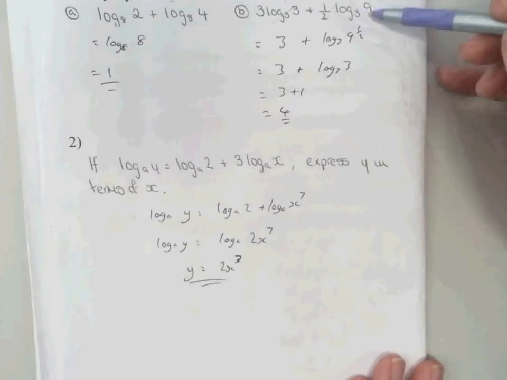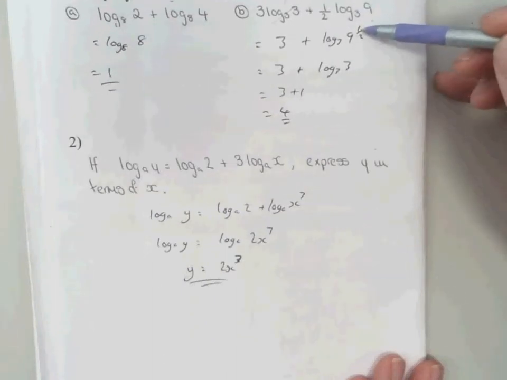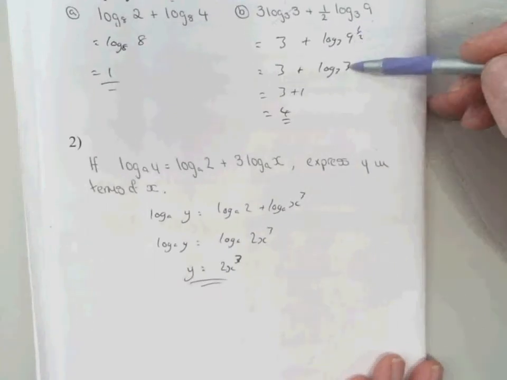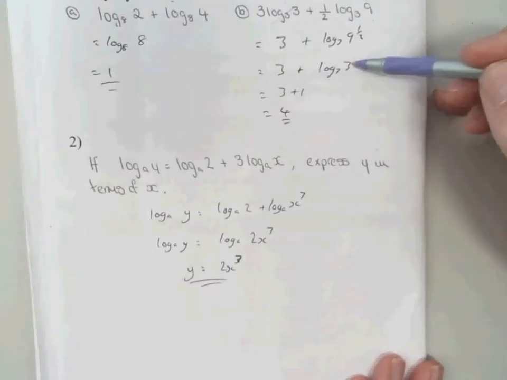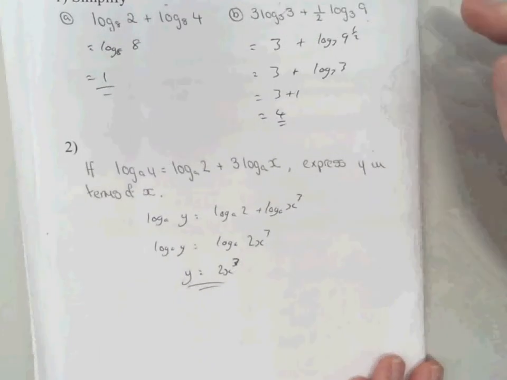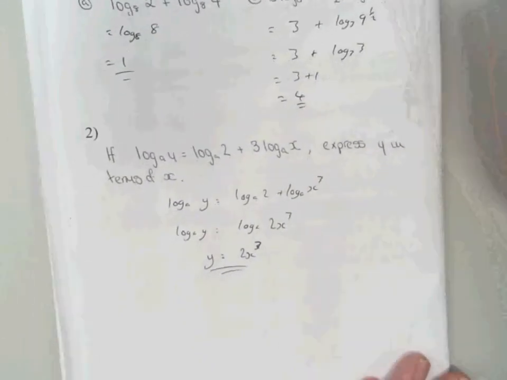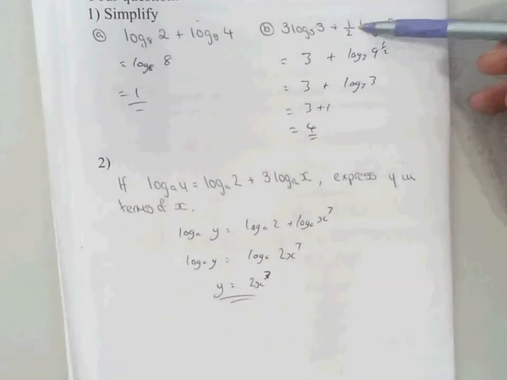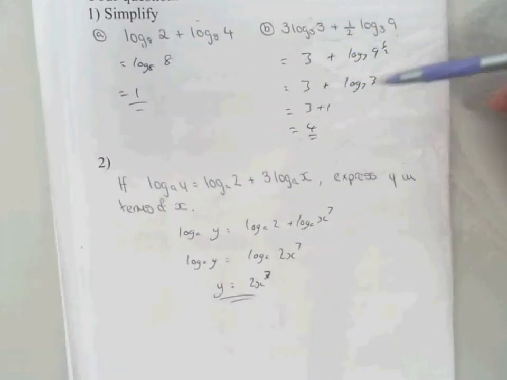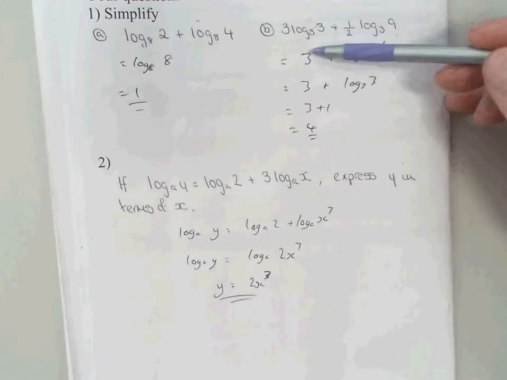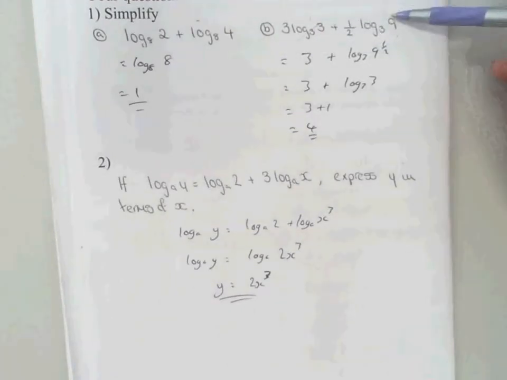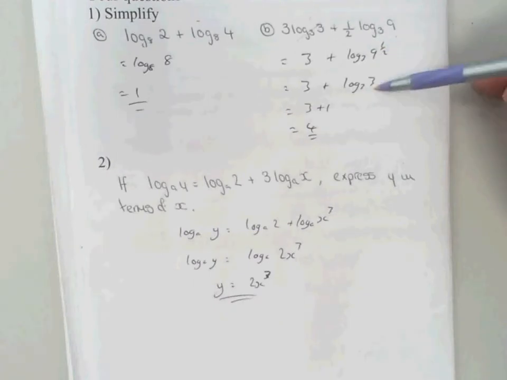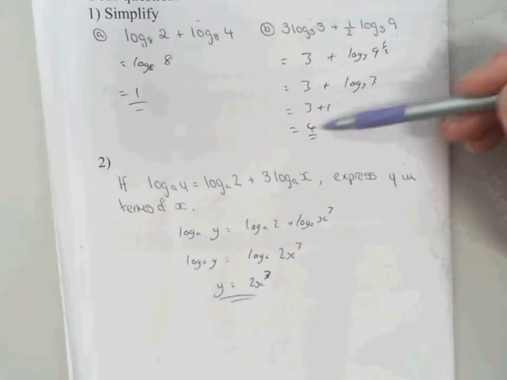And then I've got log to the base 3 of 9 to the power 1/2. So we should remember that that is the square root of 9 from National 5. So the square root of 9 is 3. So again, I've got log to the base 3 of 3, which is just 1. 3 add 1 is 4. So just let you guys have a little 10 seconds to think about what's going on there. So log to the base 3 of 3 is 1. And then I've brought the half up to make it 9 to the half, which is the square root of 9, which is 3. And log to the base 3 of 3 is 1.